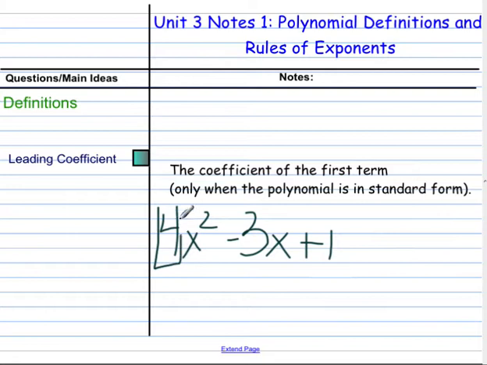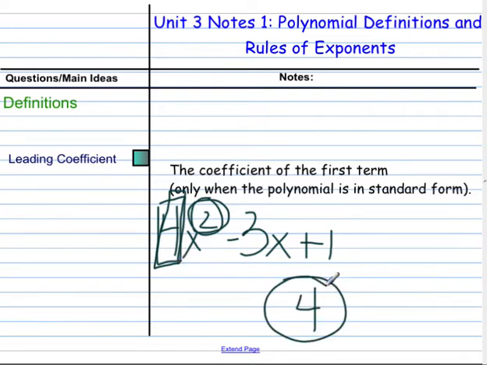All right, so for the leading coefficient, the first thing I want to find is the largest exponent. The exponent is the little number. The largest exponent is 2. The leading coefficient is the coefficient of the term with the largest exponent. So for this one, my leading coefficient is 4.